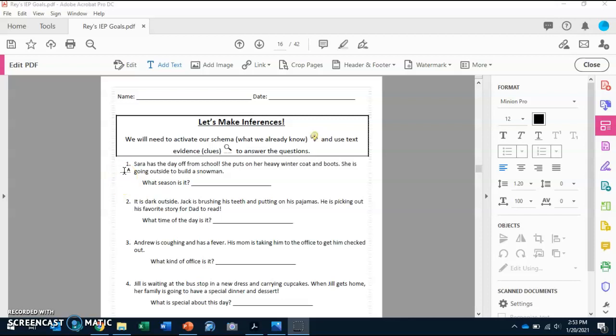Number 1 says, Sarah has the day off from school. She puts on her heavy coat, winter coat, and boots. She is going outside to build a snowman. What season is it?